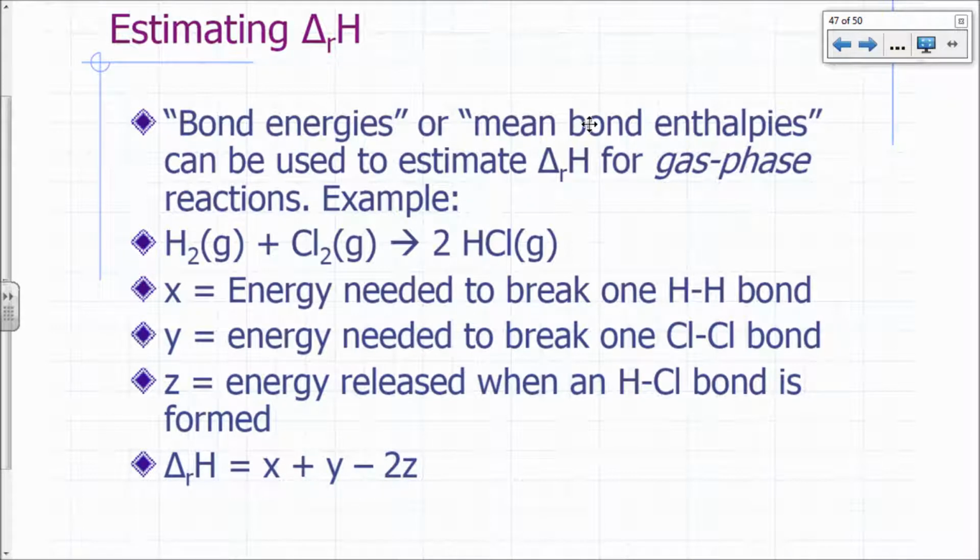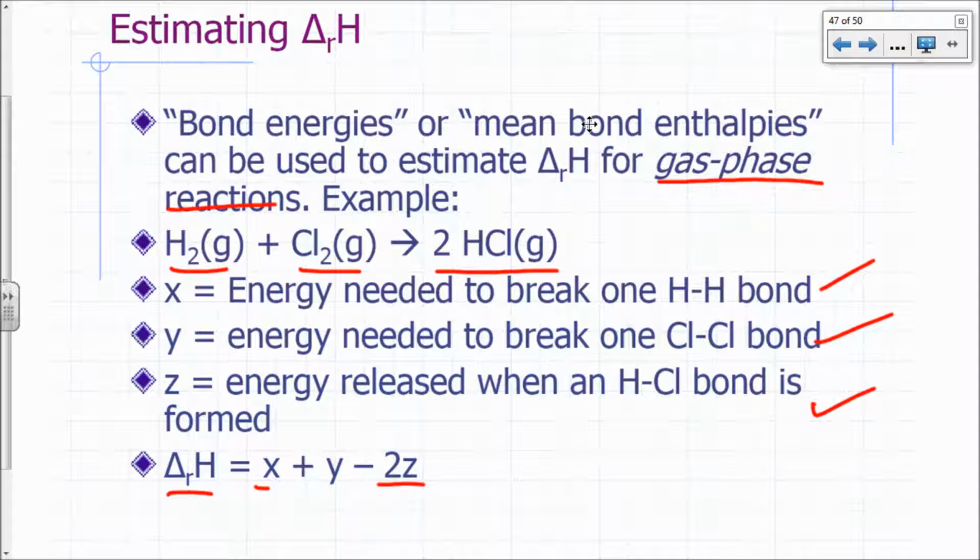Bond energies or mean bond enthalpies can be used to estimate delta H of reaction for gas phase reactions. For example, H2 plus Cl2 gas gives you 2 HCl gas. You can calculate the energy needed to break one H-H bond, and then the bond dissociation energy to break one Cl-Cl bond, which you can look up. If we define Z as the energy released when an HCl bond is formed, then delta H for this reaction is just X plus Y minus 2Z.